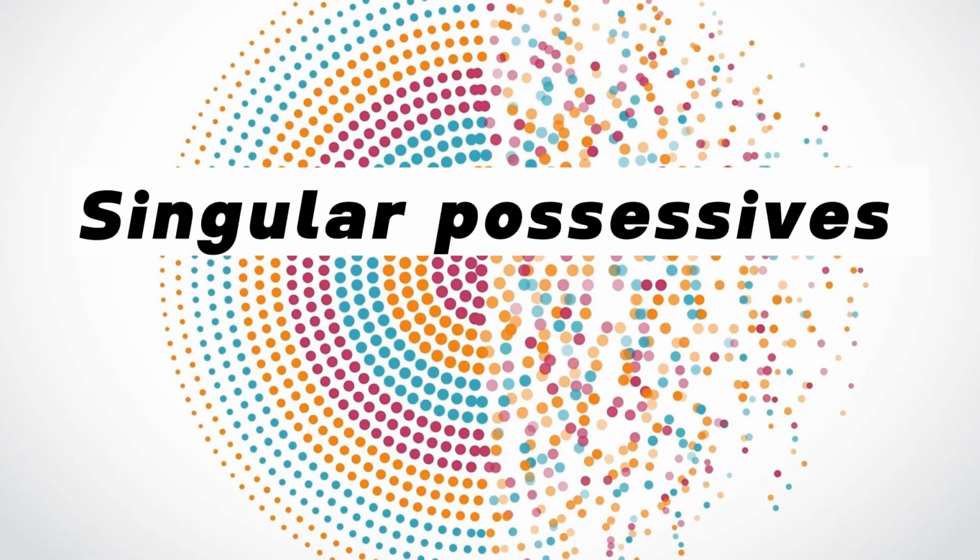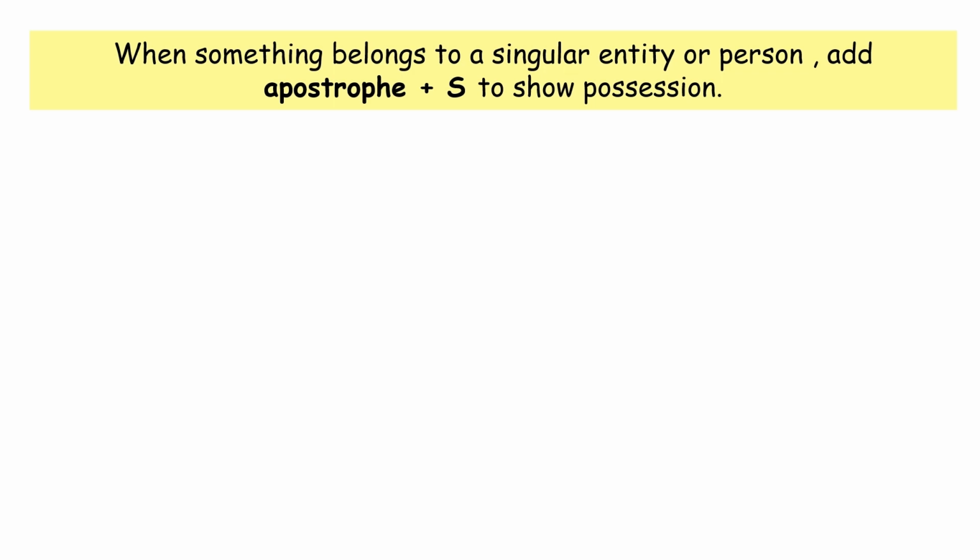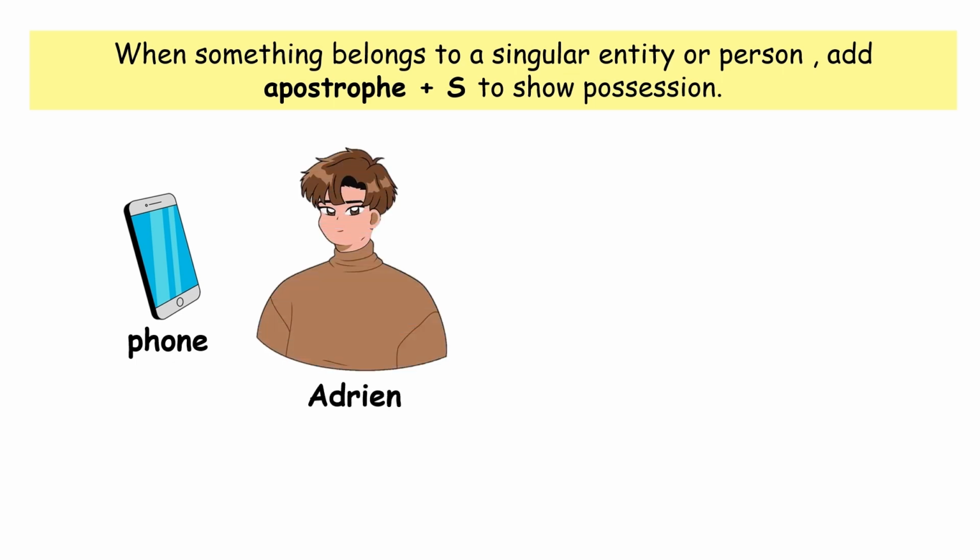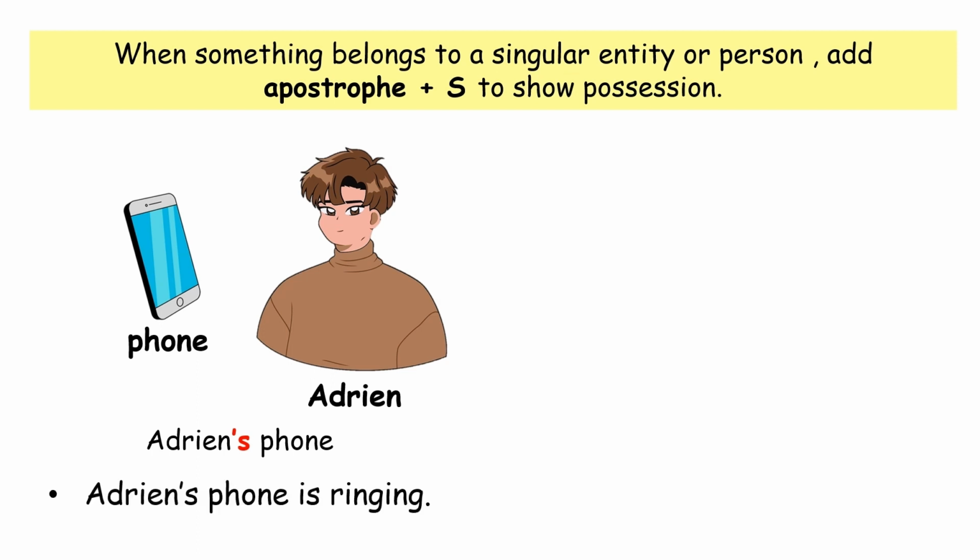Starting with singular possessives. We will form the possessive nouns and use them in sentences. When something belongs to a singular entity or person, you add the apostrophe first and then the letter S to show possession. This is a phone and this is Adrian. To show that the phone belongs to Adrian, we say Adrian's phone using the apostrophe and S. To make a sentence, let's say Adrian's phone is ringing.